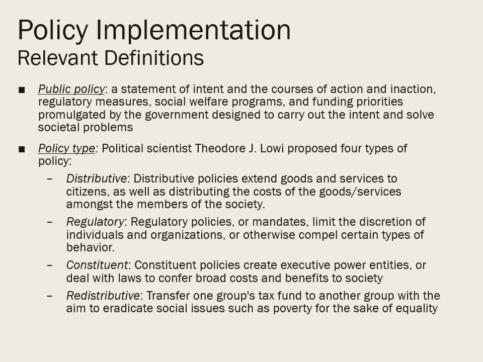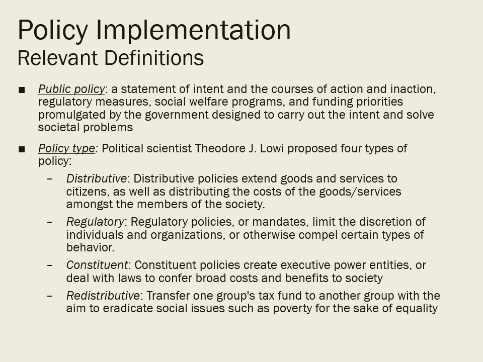Then there are constituent policies, which actually create power entities within the executive branch, or they deal with laws that confer some of these broad costs and benefits to society. When we talk about constituent policies, it's mainly about the development of new departments, an internal redistribution of funds, or new rules for public servants. An example of a constituent policy would be that after the September 11th terrorist attacks in 2001, the federal government established the Department of Homeland Security to prevent future terrorist attacks. So it established a department and it vested it with executive power.